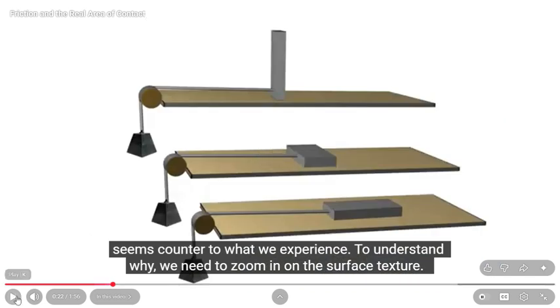So in those situations, the boot in the snow or whatever, and the skate blade and things like that, it seems kind of different, right? Why? We need to zoom in on the surface texture.